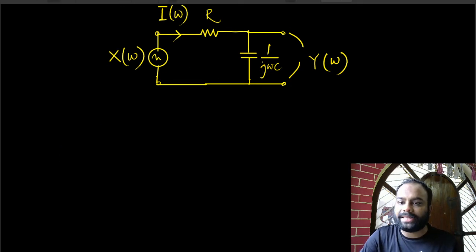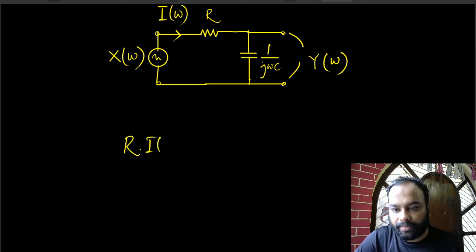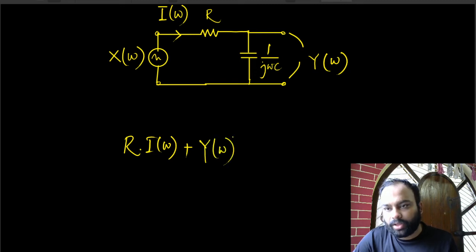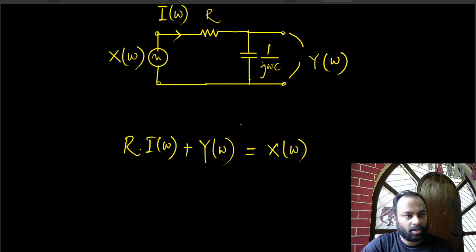With that said, now I can write down the same expression here. What is the voltage drop across this? The voltage drop across this is just impedance, which is R, times current, plus what is the voltage drop across this? That's given as Y(omega). And what is the input? Input is X(omega). So there is no confusion whatsoever with this.